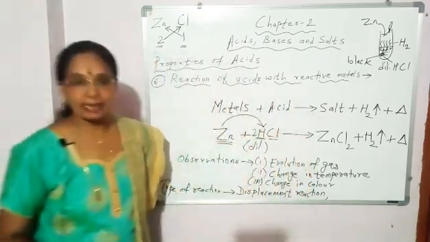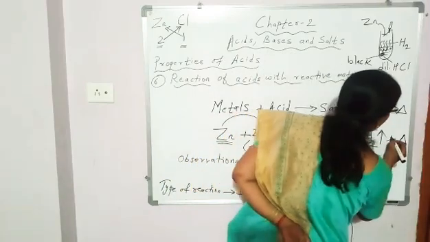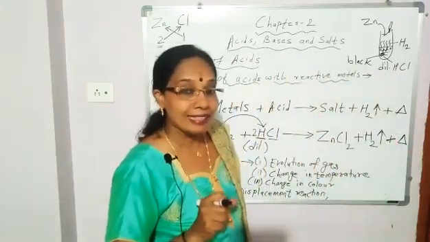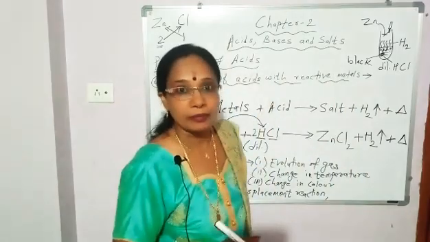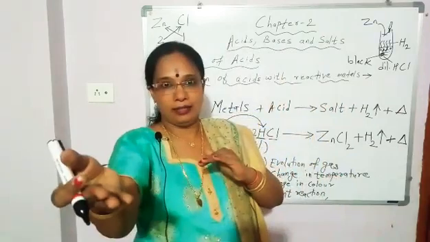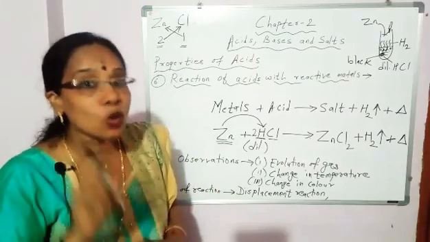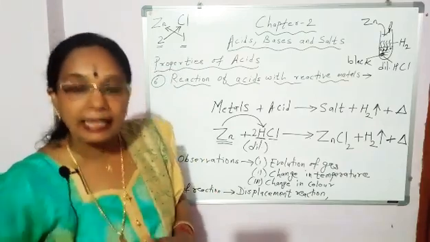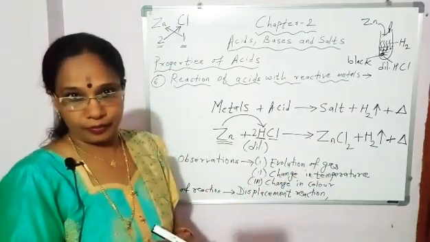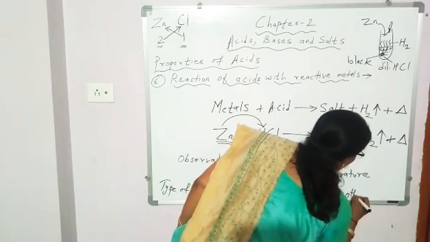One more type you can classify. In this reaction, the reaction mixture becomes hot. The test tube becomes hot, which means there is a rise in temperature, which means heat is evolved. And when heat is evolved, what type of reaction is this? Exothermic. Exo means evolve, release, thermic means heat. So heat is evolved here. So what type of reaction is this? Exothermic reaction.